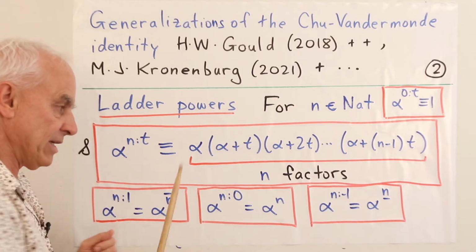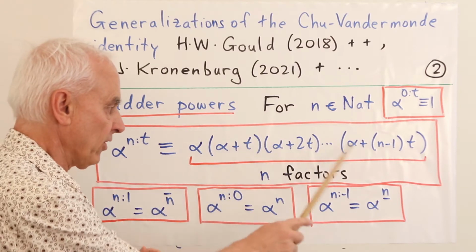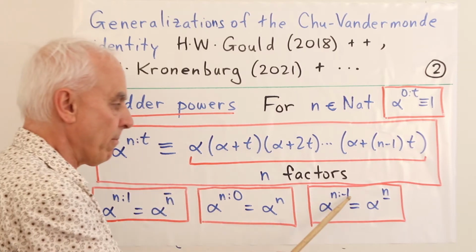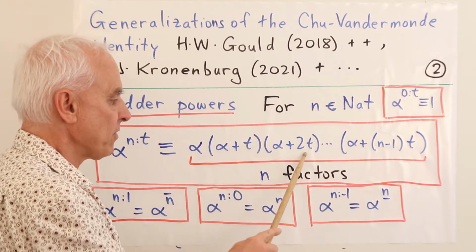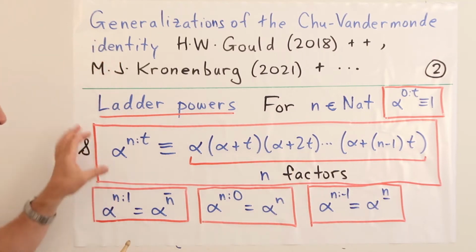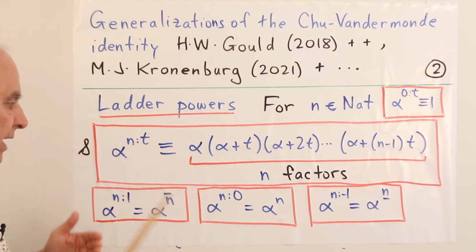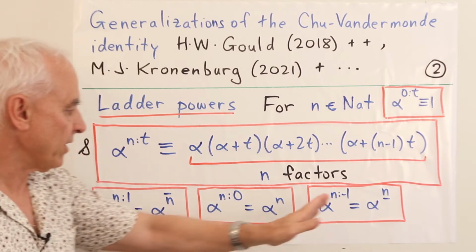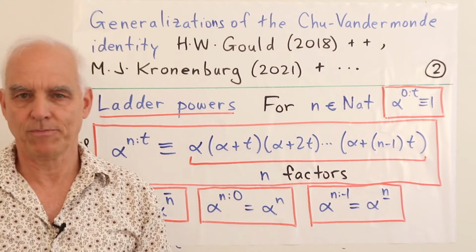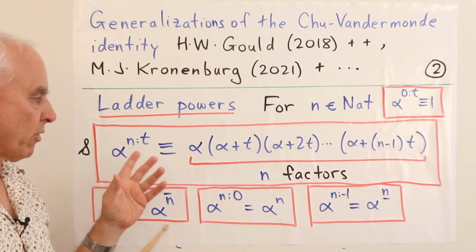While if t is equal to 0, all of these things here are 0, then we're just talking about alpha to the n. And when t equals minus 1, then we have falling powers of alpha. That's just alpha to the n falling. So yes, this is a way of interpolating between the falling powers, the rising powers, and the pure powers. And it's this particular thing that we're going to be using.